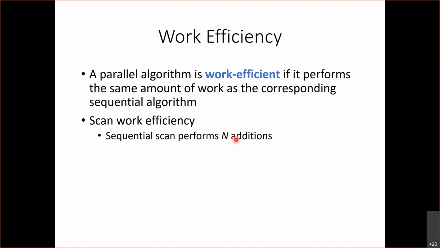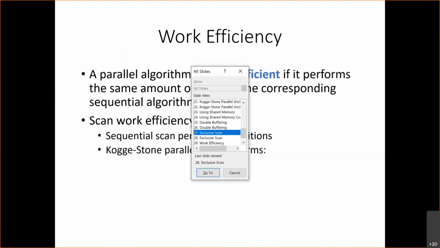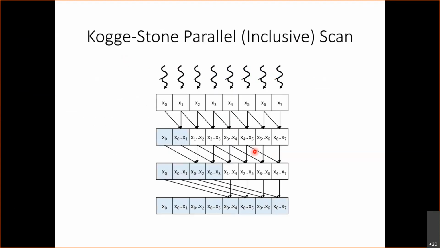What about the Kogge-Stone parallel scan? How many additions does the Kogge-Stone parallel scan perform? Well, let's take a look. Let's go back to our illustration. Here in this illustration, how many steps do we have, first of all? Here n is the number of input elements, so n is 8. How many steps do I have? I have log n steps.